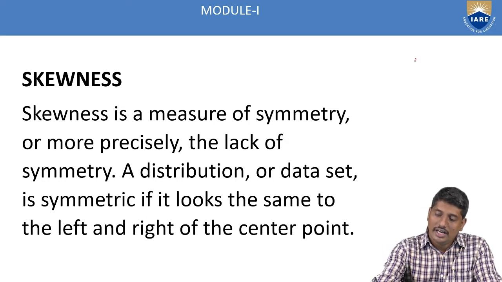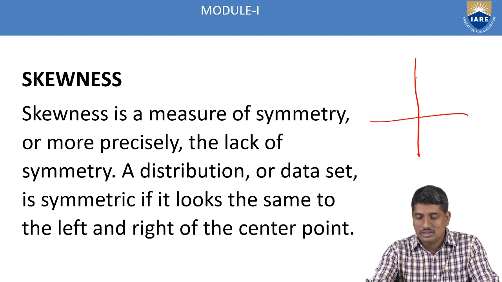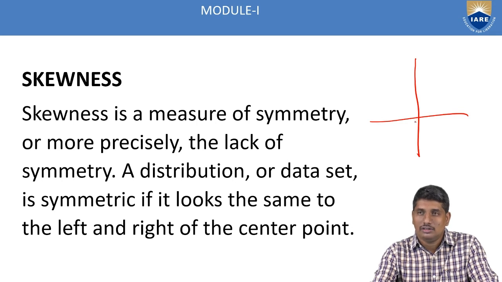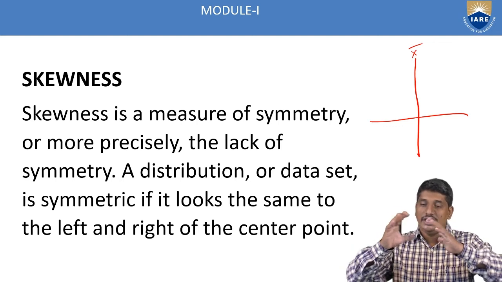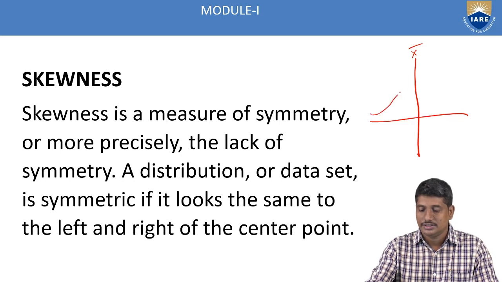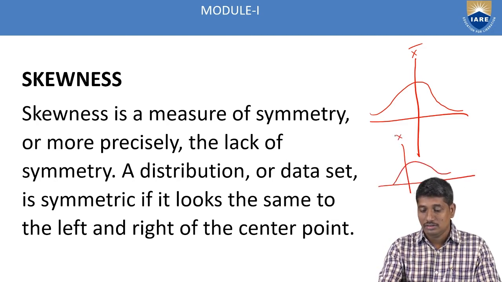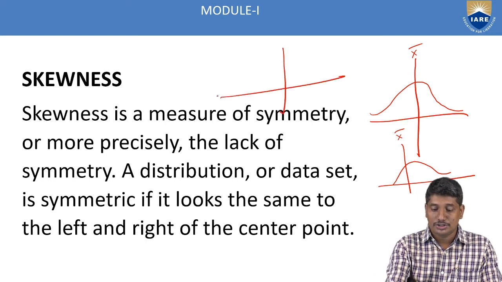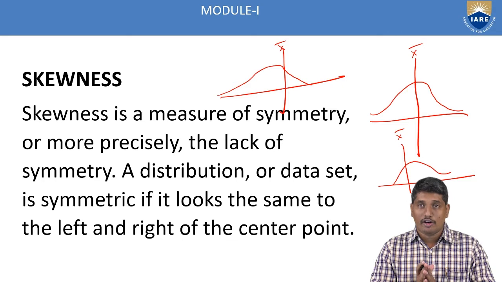Generally, when we plot the data on an xy plane, suppose this is the mean of the distribution. The data may be stretching equally on both sides, or the data may stretch more towards the right side of the mean, or the data may stretch more towards the left side of the mean. So these are the three cases that generally happen when we plot the data on an xy plane.